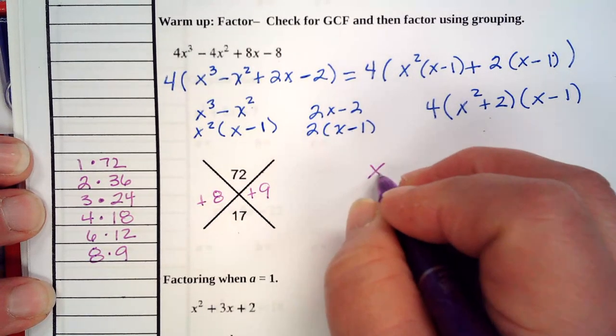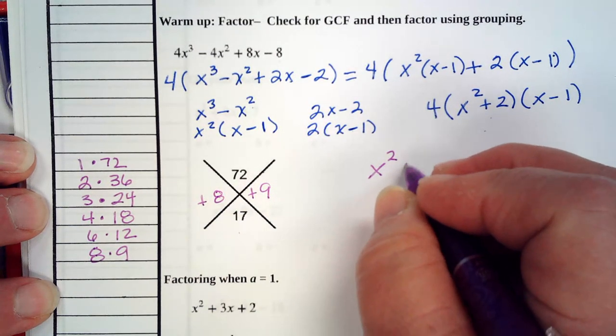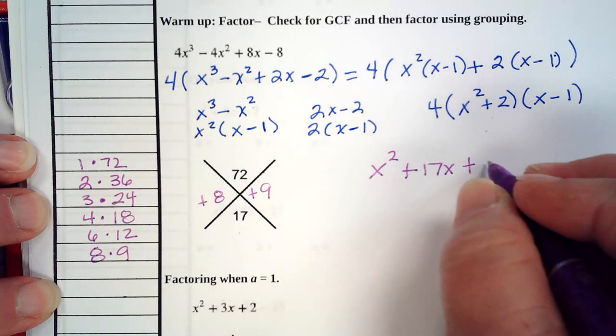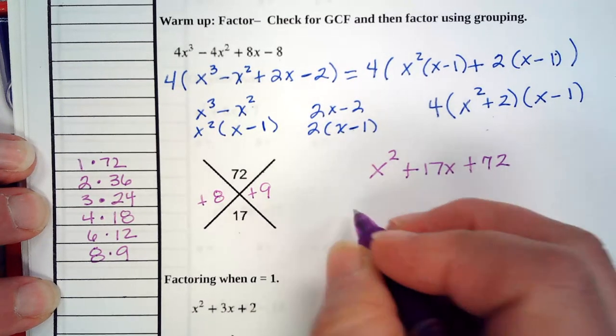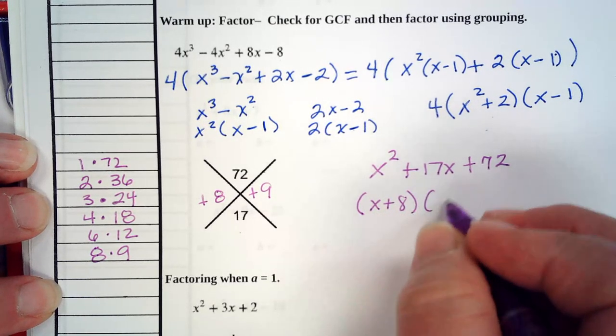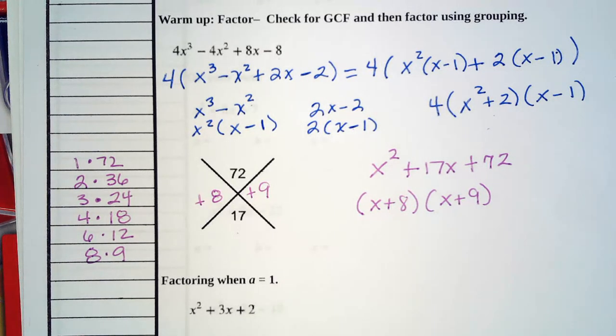So if I had the quadratic x squared plus 17x plus 72, this would factor into x plus 8 times x plus 9. So if you're still having trouble with those, you'll probably need a little bit more practice.